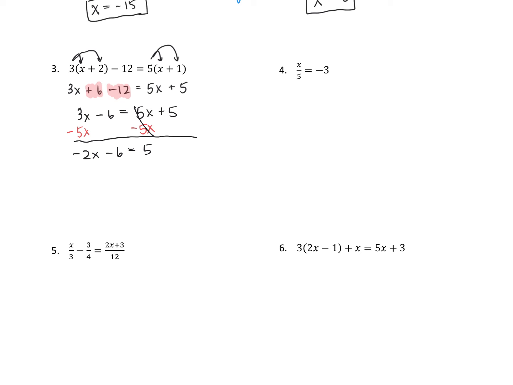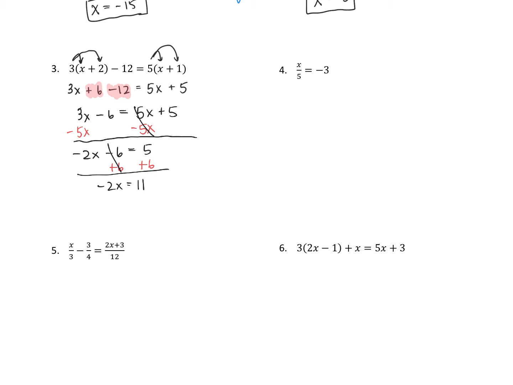So now we've combined our x's. Now what I want to do is move that negative 6 over to the other side and move the constant away from the x. So since I have minus 6, I'm going to add 6 to both sides. Remember, you're doing that so that it zeroes out on the left-hand side. So on the left-hand side, we just have negative 2x, and on the right-hand side, 5 plus 6 is 11. Okay, so now we have negative 2x equals 11.